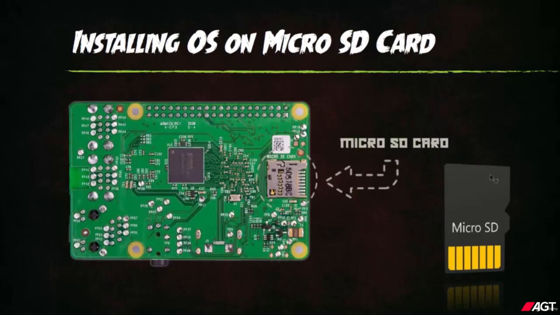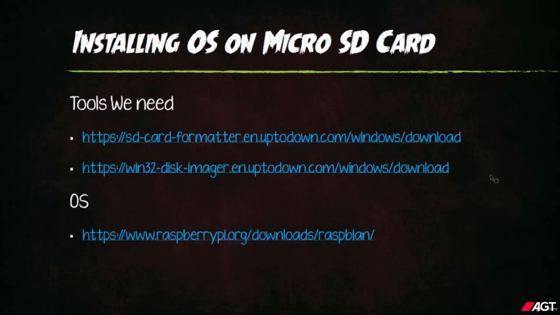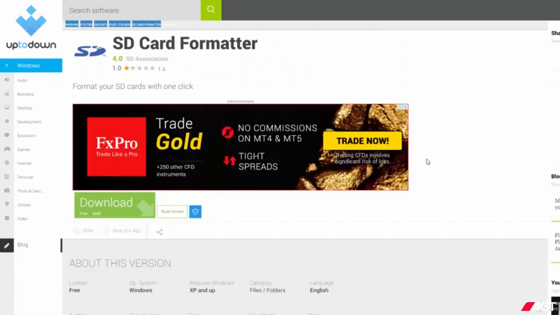Before plugging our micro SD card into Raspberry Pi, we have to install the operating system of Raspberry Pi onto the micro SD card. For that, we need a few tools. So let's download these tools. The first thing we need is SD card formatter. Let's click it. This is the tool which we are going to use, SD card formatter. You have to download it. I have already downloaded it.